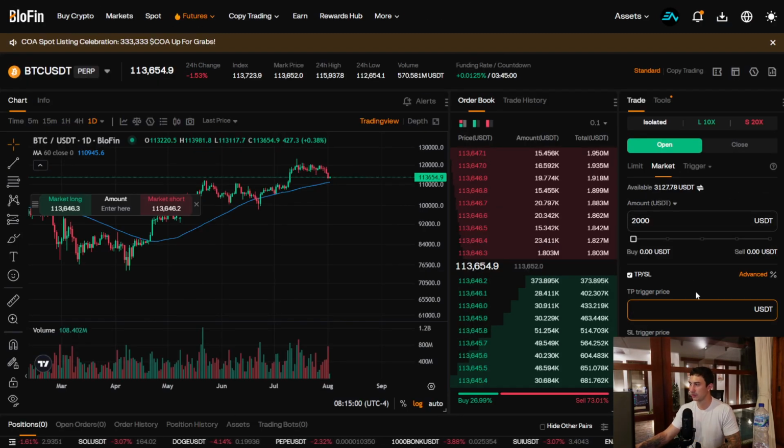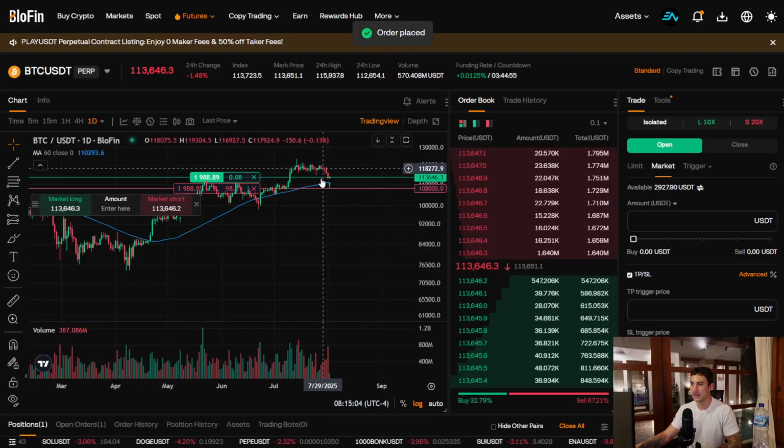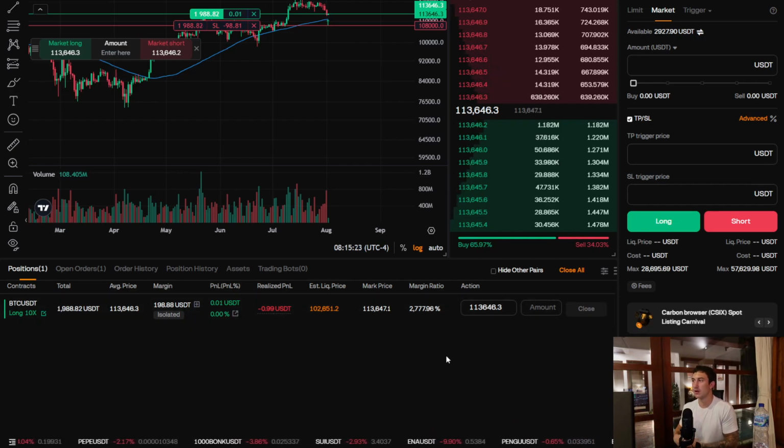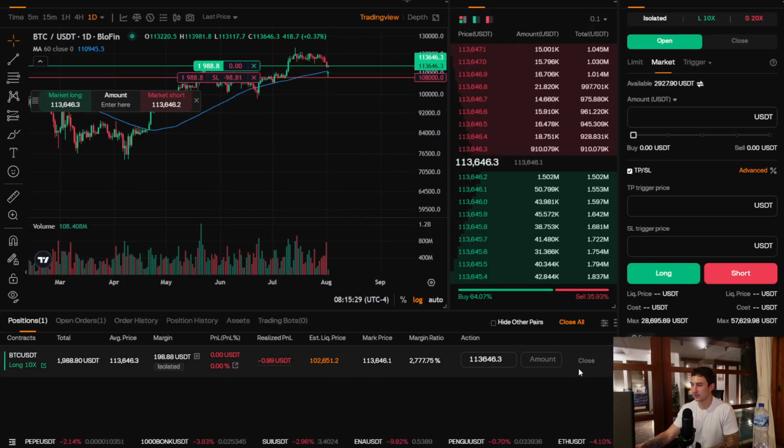So just for shits and giggles, we are going to enter the trade. We're gonna press long, press confirm. Boom. Now we are in the trade. As you can see that automatically you're going to be down a little bit. This is simply due to the Blofin fees. Also, the higher leverage you enter with, the higher the fees are. So when you can, lower leverage is best. Obviously, I don't want to be in a long position here, so I'm just going to close this trade.